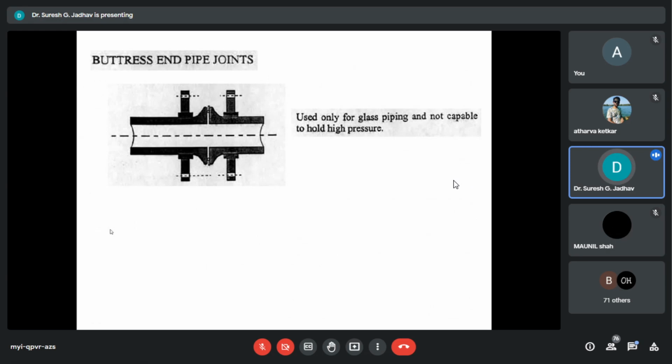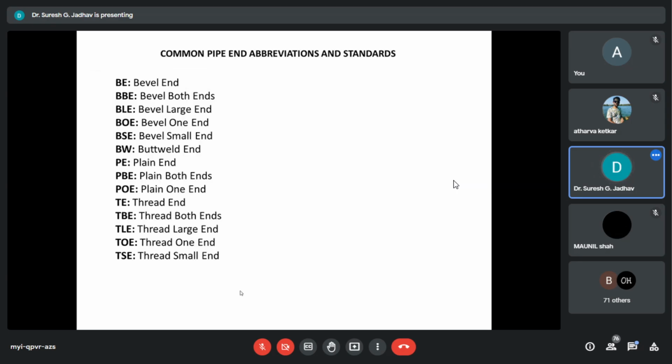The next joint is buttress end pipe joints. These joints are used in piping industries wherever glass piping is used, and this kind of joint is not able to hold high pressure. So these are the limitations of buttress end pipe joints in piping industries.